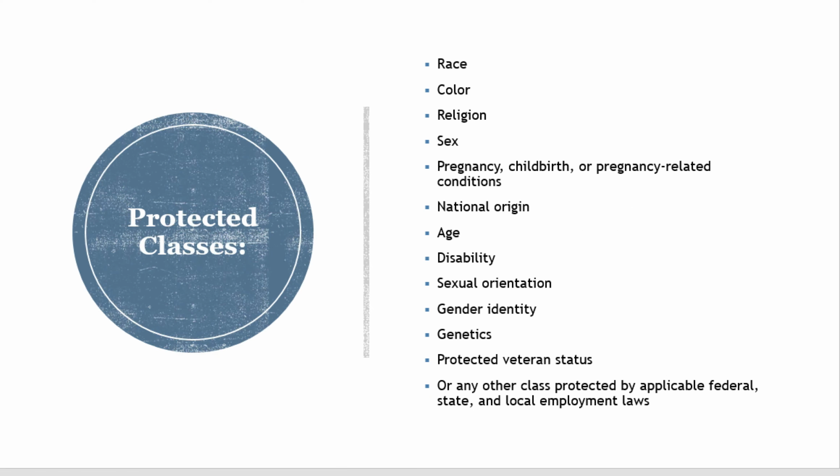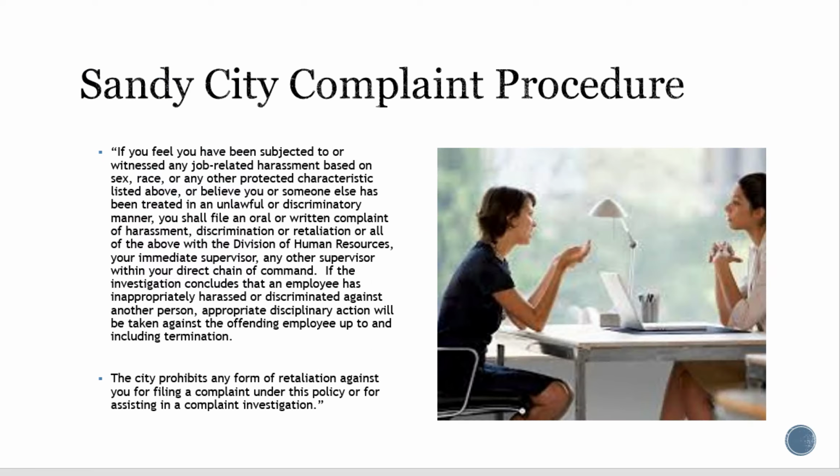Again, let us review the protected classes from Title VII. Race, color, religion, sex, pregnancy, childbirth, or pregnancy-related conditions, national origin, age, disability, sexual orientation, gender identity, genetics, protected veteran status, or any other class protected by applicable federal, state, and local employment laws.